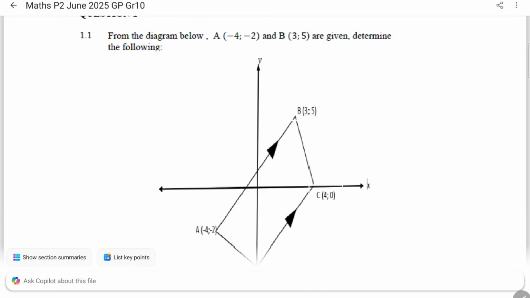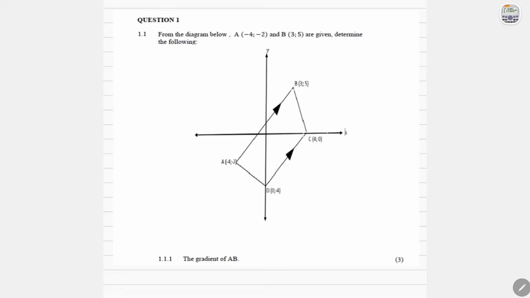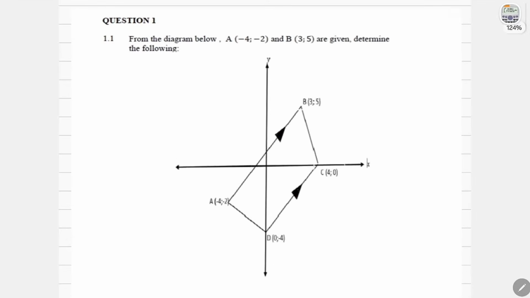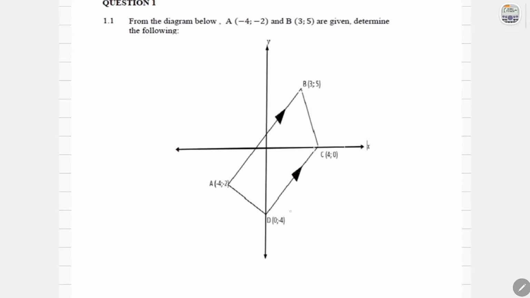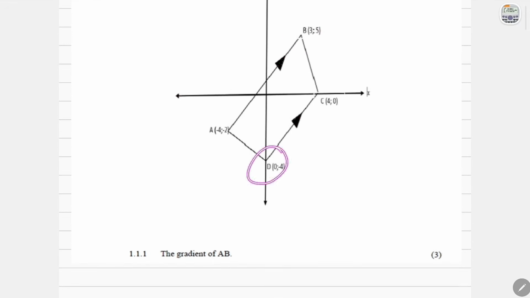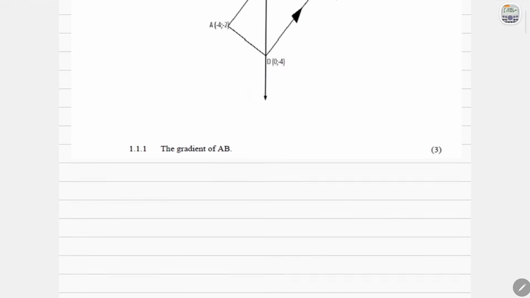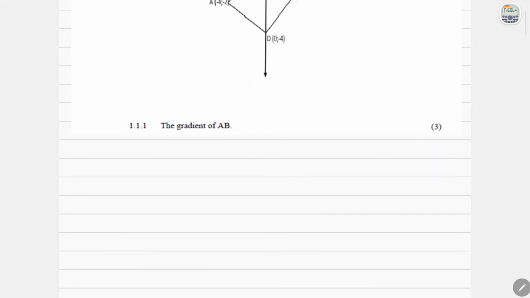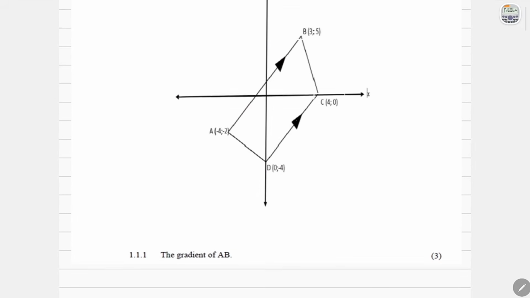In this video we will be working on the Mathematics Paper 2 for June 2025, and this is specifically from the Gauteng province. Question 1.1 says, from the diagram below we have A, which is (-4; -2), and B, (3; 5) are given. Determine the following. Of course, they also give us these other 2 points. So they want us to find the gradient of AB.